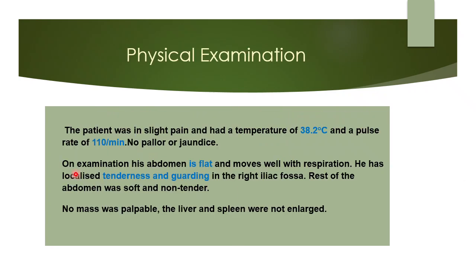Now we come to the physical examination. The patient has a temperature of 37.8 degrees Celsius and a pulse rate of 110 per minute. On examination of his abdomen, he has localized tenderness and guarding in the right iliac fossa, and urine analysis is clear.